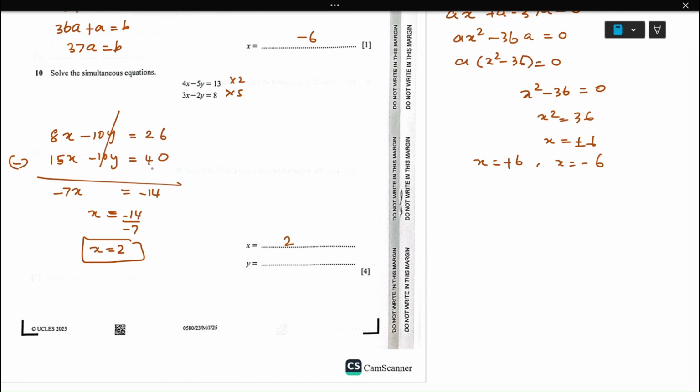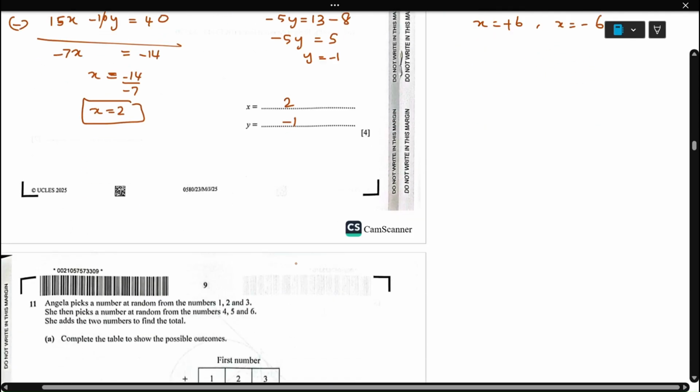This x value, just substitute in one of the equations. So I'll substitute into the first equation. 4 times 2 − 5y = 13. This 4 times 2 is 8, so −5y = 13 − 8. When it goes to the other side it becomes minus 8. So −5y = 5. So y = −1. That's the answer here.